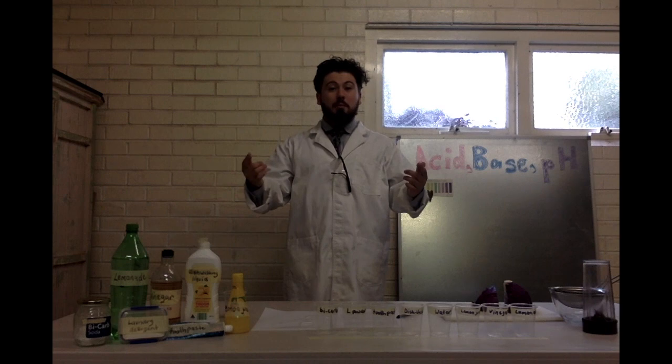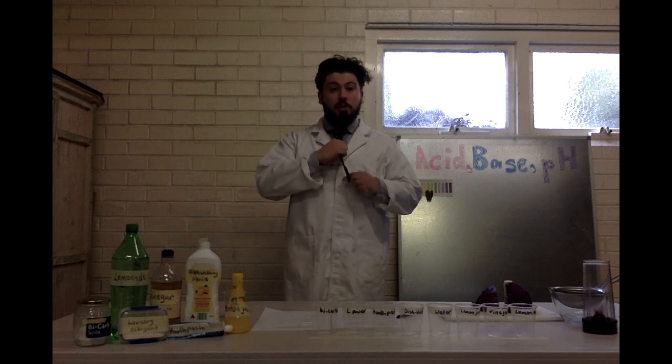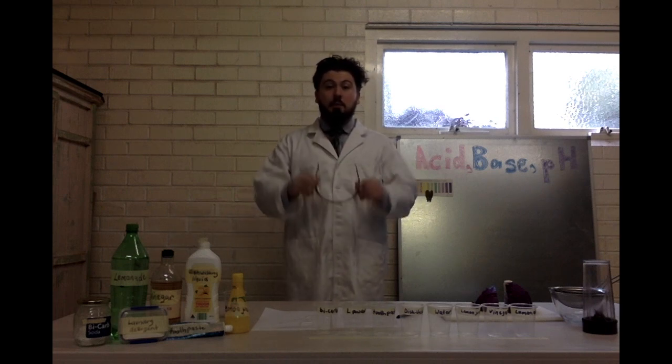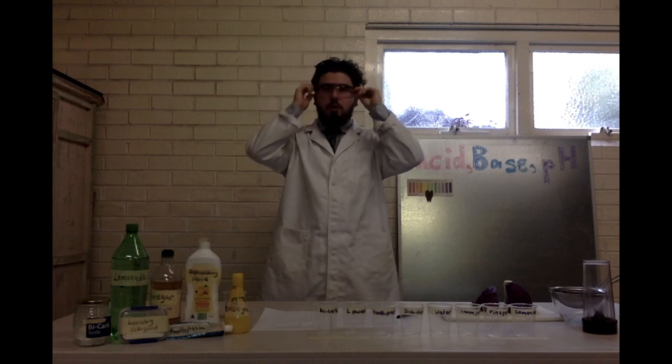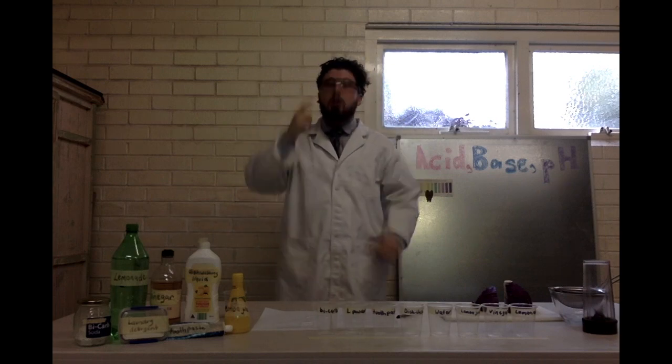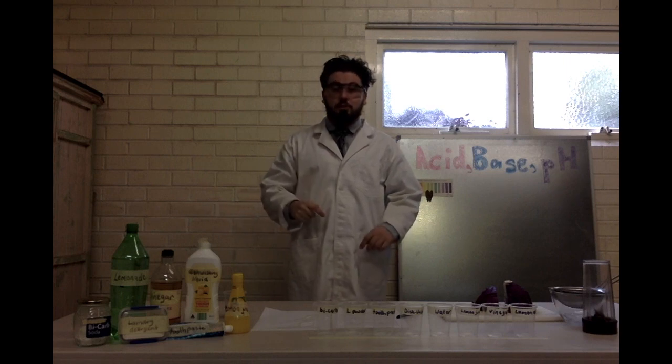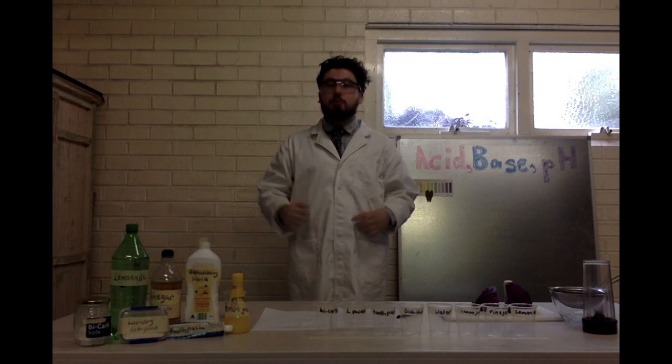Okay, now we're going to make our indicator. First off, you will need some teacher or parent supervision when you're doing this. And make sure you have the appropriate safety equipment, which is our safety goggles, because we need to protect our eyes in case any of the acid or base goes into them.